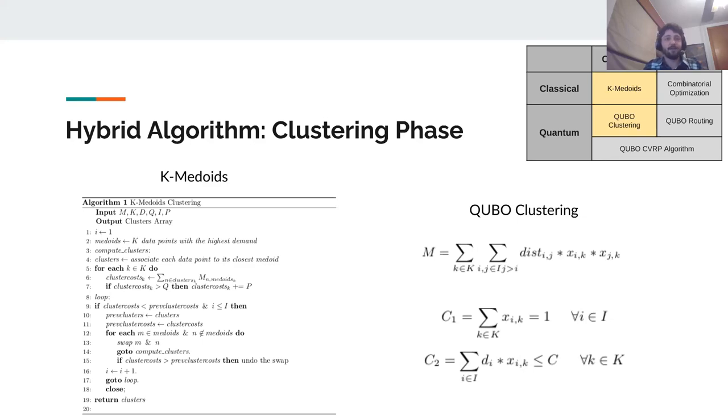The quantum algorithm is a QUBO formulation of the constrained clustering problem. The main equation M, shown on the right, attempts to minimize the distance inside each cluster. This equation is subject to two constraints. The first of these constraints adds a penalty for each node not assigned to any cluster, while the second constraint adds a penalty for each cluster where the sum of the demand of the nodes assigned to it surpasses the vehicle capacity.